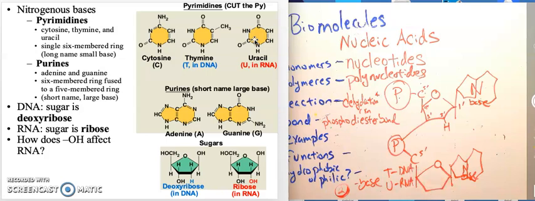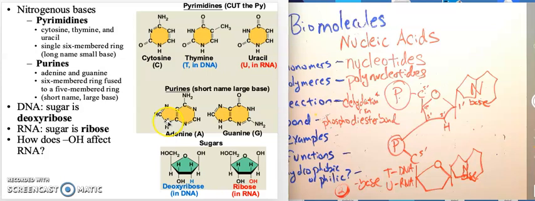Another thing that I want you to know is what the different bases are. Some of the bases have just a single ring. The single-ringed bases are called the pyrimidines. You cut the pie: the bases C, U, and T are pyrimidines. The single-ringed bases are C, U, and T. Whereas the double-ringed bases are the purines. A and G are the purines, and they're present in both DNA and RNA.